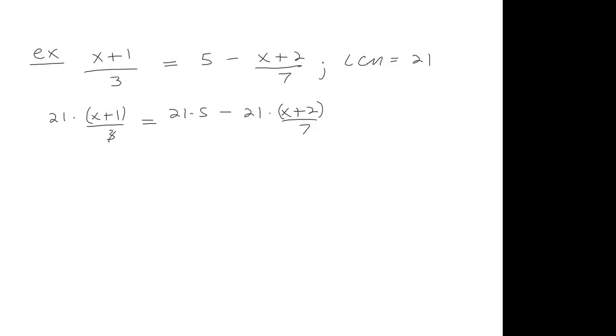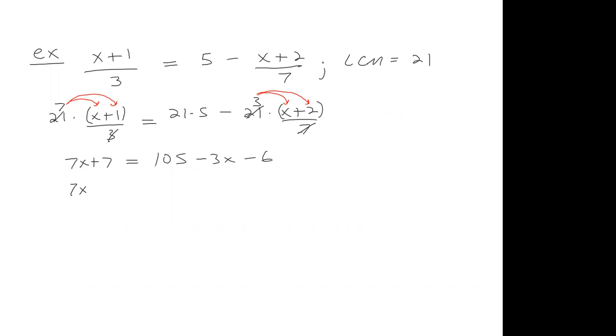So 21 over 3 is going to be a 7, and 21 over 7 is going to be a 3. Now I'm going to do some distributing here. The 7 I'm going to distribute to those two, and then it's actually going to be a minus 3 that I'm distributing to those two because I got the minus in front. So this ends up becoming 7x plus 7 when I distribute. 21 times 5 is 105. And then it's a minus 3 times x and a minus 3 times positive 2, which is a minus 6.